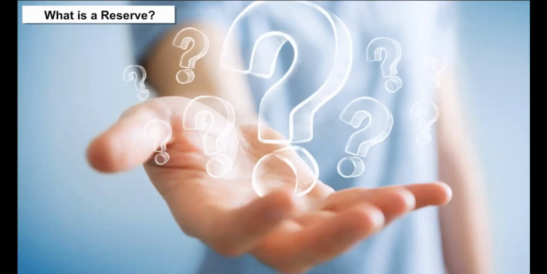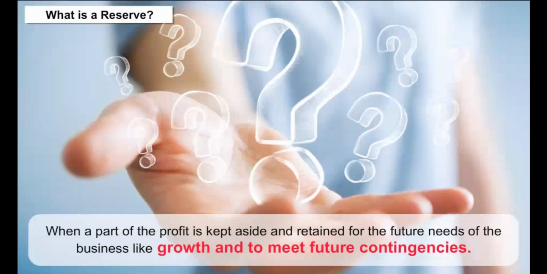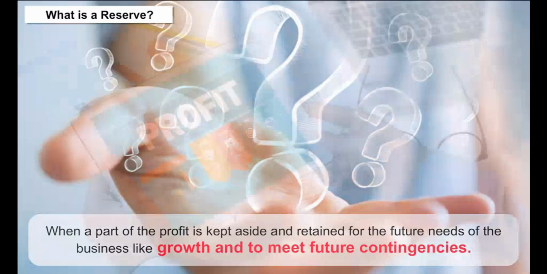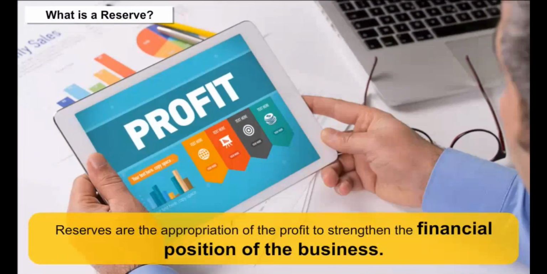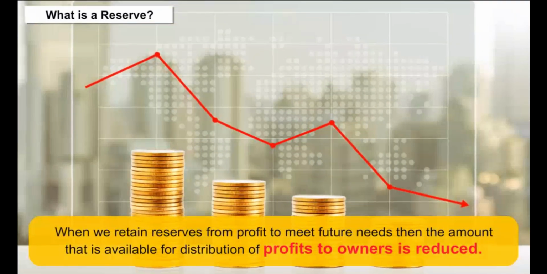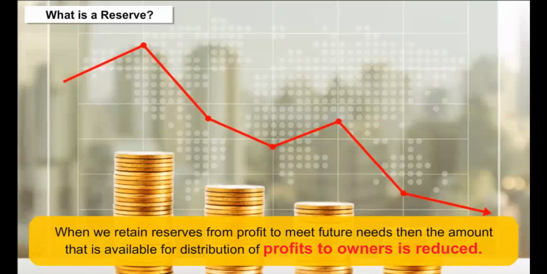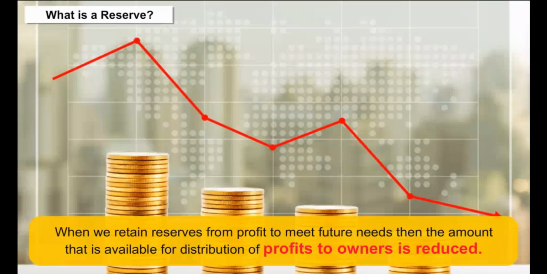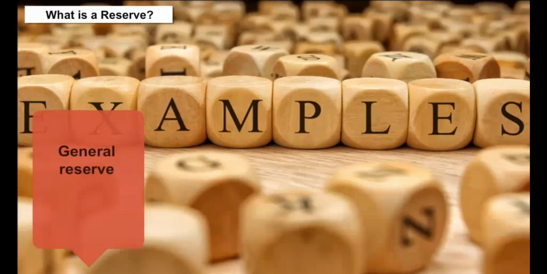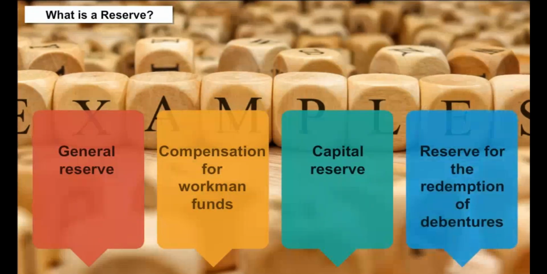Reserves. What is a reserve? When a part of the profit is kept aside and retained for the future needs of the business, like growth and to meet future contingencies, reserves are the appropriation of the profit to strengthen the financial position of the business. When we retain reserves from profit to meet future needs, then the amount that is available for distribution of profits to owners is reduced. Examples of reserves are general reserve, compensation of workman funds, capital reserve, reserve for the redemption of debentures.